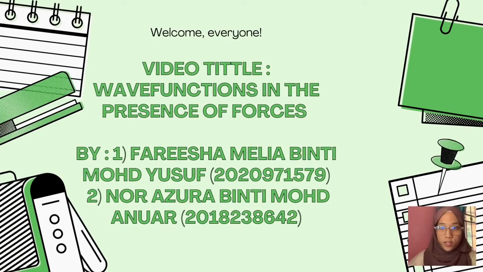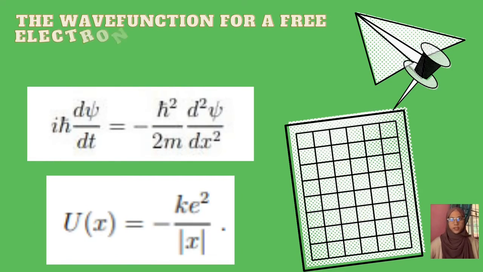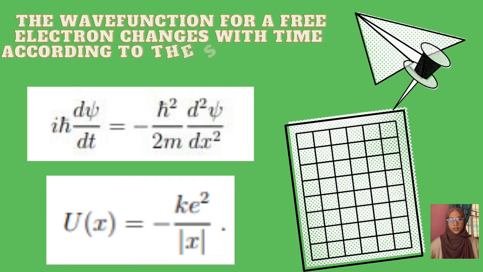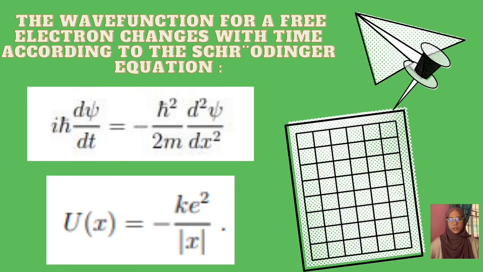In this video, we are going to explain about the wave functions in the presence of forces. So I'm going to explain about the first equation. The wave function for a free electron changes with time according to the Schrödinger equation, stated as the first equation. Time-dependent pure waves that describe momentum and angular states, and many other time-dependent wave functions that describe superpositions of momentum angular states, are among the solutions to these equations.